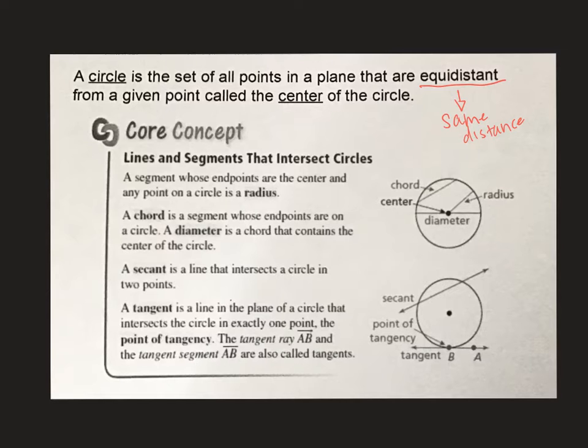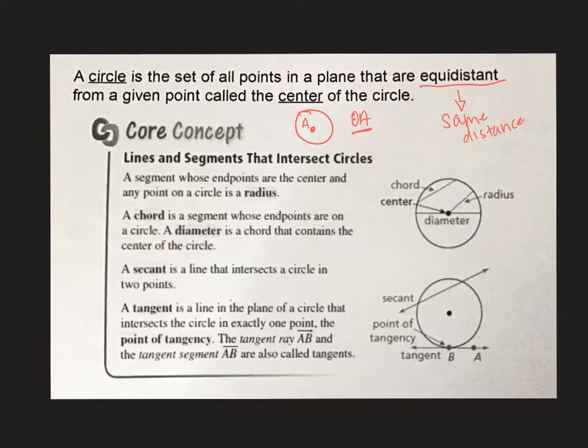Now, let's just say you had a circle with a center that was labeled A. When they label a circle, like when they name it, what they do is they put a dot in the middle, and then whatever that center point is, they label it. So this would mean circle A.